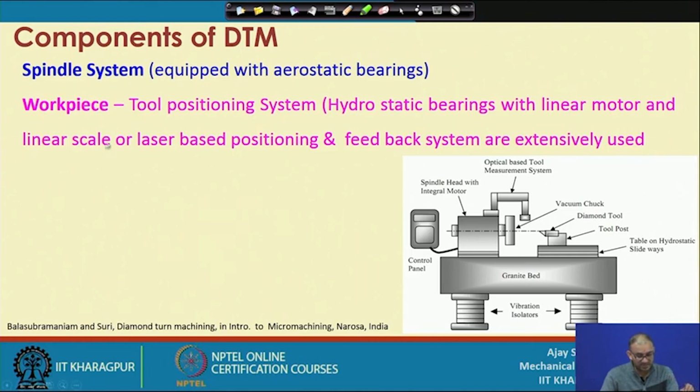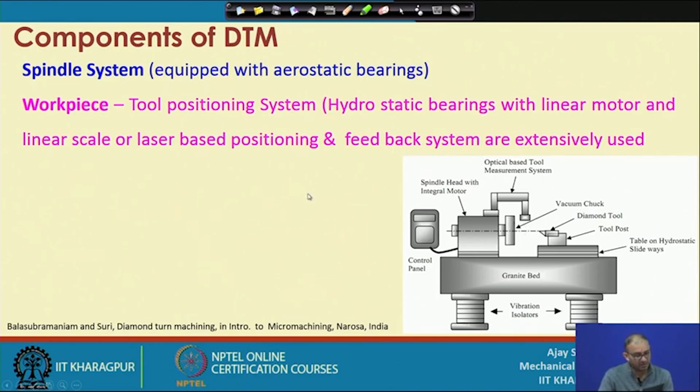And a linear scale is required here, because you want to actually measure how much the tool has traveled on a surface, whether in the x direction or the z direction. So, a linear scale with sub-micron accuracy or resolution will make sure that you get the required result. Laser based positioning system, because sometimes a non-contact position measuring or feedback system is more advantageous than a contact type.